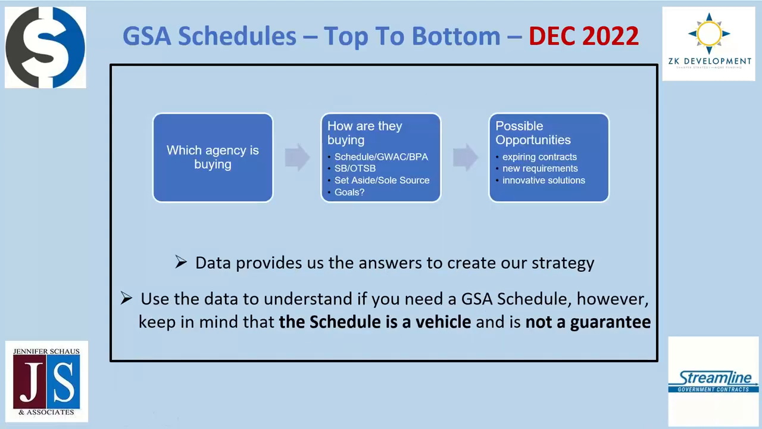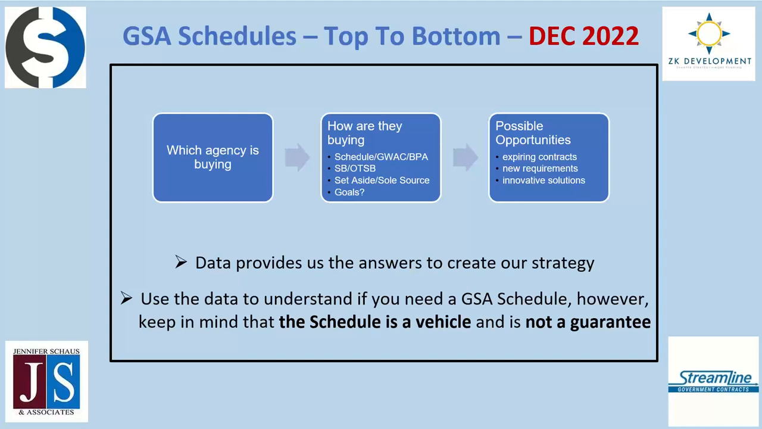So when we are talking about using data to grow within a federal agency, we want to use the data to understand which agency is buying the solution, product, or service that we're selling. We want to further understand within each agency, how are they buying? Are they buying on a specific schedule? Are they buying on a specific GWAC? Are those contracts going to small businesses or other than small businesses?